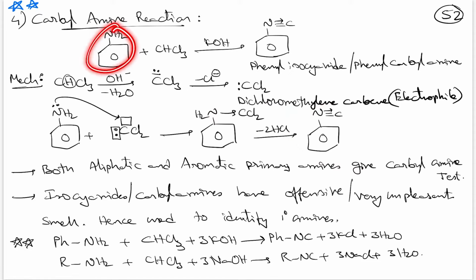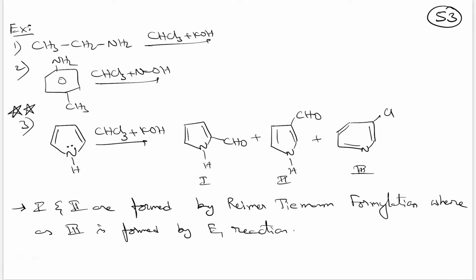And not only aniline, the same reaction will be given by aliphatic primary amines also. So both aliphatic and aromatic primary amines will give the carbylamine test. Isocyanides or carbylamines have a very offensive, unpleasant smell, so they can be easily identified, and this is the balanced reaction, very, very important. A question can be asked directly from the balanced reaction. Then some examples are given here. Simply, the NH2 group has to be substituted by the NC group. CH3CH2NC, isocyanide. Here also NC, isocyanide.